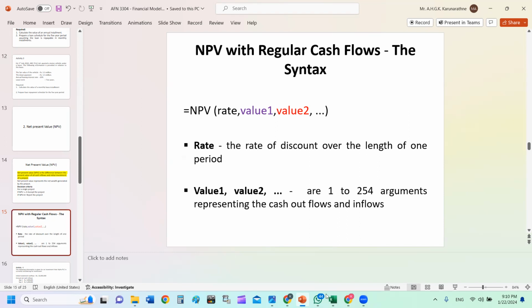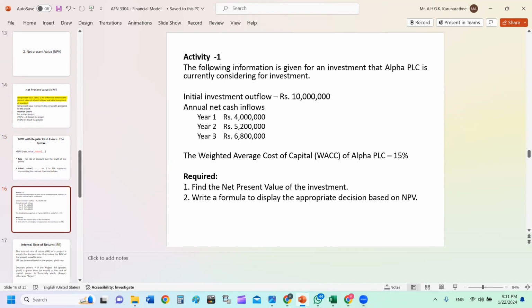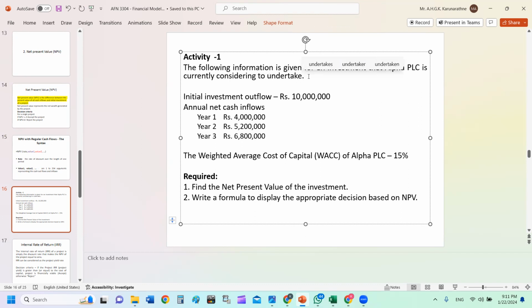Okay, this is a scenario. We will consider NPV activity number 1. The following information is given for an investment that Alpha PLC is currently considering to undertake. Initial investment is 10 million. If you want to undertake this project, you need to invest 10 million today, and assuming the project life is 3 years, in the future you will receive net cash inflows.